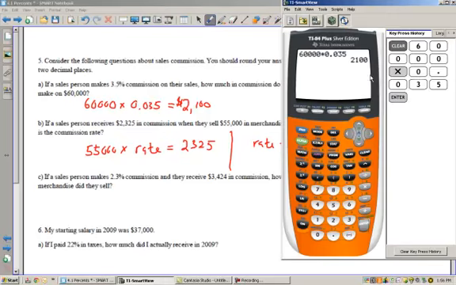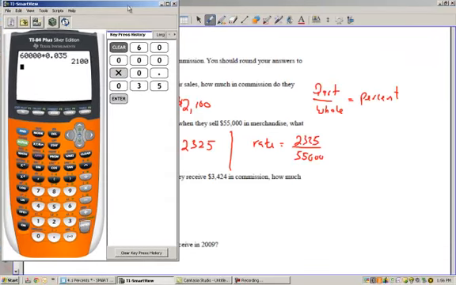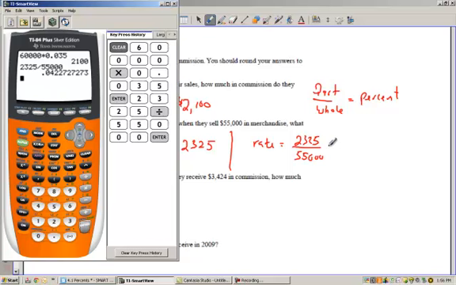And my calculator will tell me what this answer is. Right, so I'm going to take 2,325 and divide it by 55,000. It says round everything to 2 decimal places, and 2 decimal places for the final answer. So I'm looking for the commission rate. I'm looking for the percent. So this would be approximately 4.23%. Let's see, this is 0.042272773. So I move the decimal place over twice, and I get 4.23%.